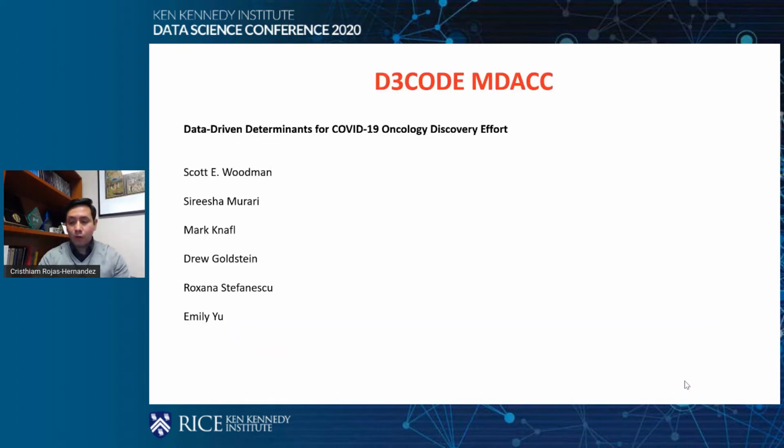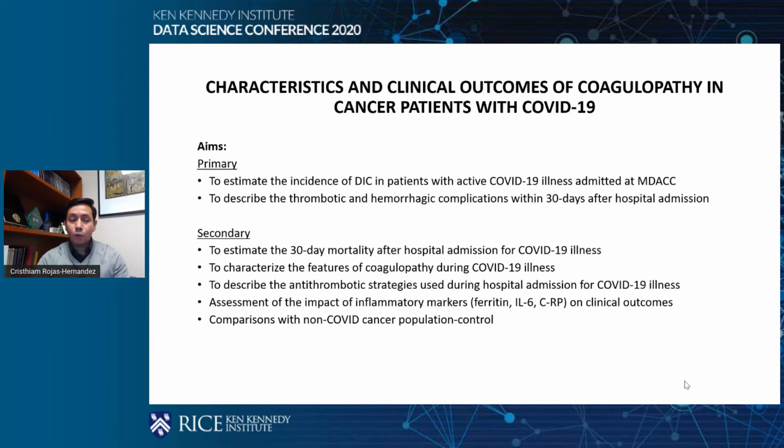So through the collaborators in the D3CODE team that are listed in this slide, I received support to study the questions that I was interested in, which was to characterize the features of the coagulation disorders and blood clotting disorders that our patients at MD Anderson suffered during the COVID-19 pandemic, and also to estimate how those features are impacting the survival and care outcomes of these patients during their hospitalization for the pneumonia related to the virus.